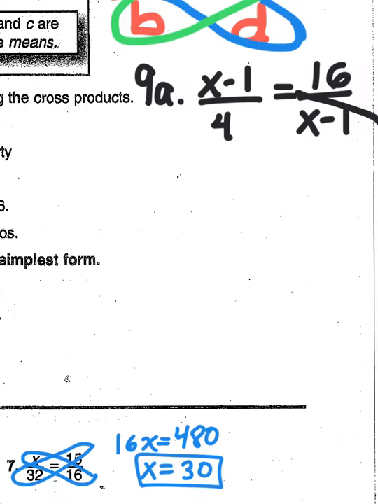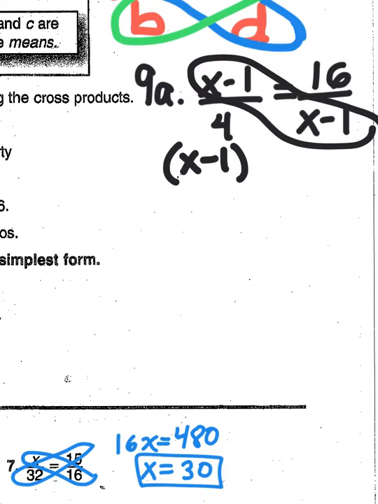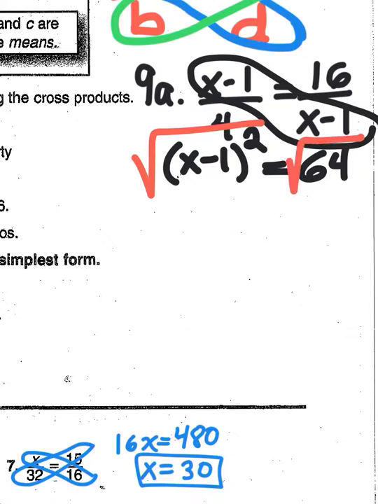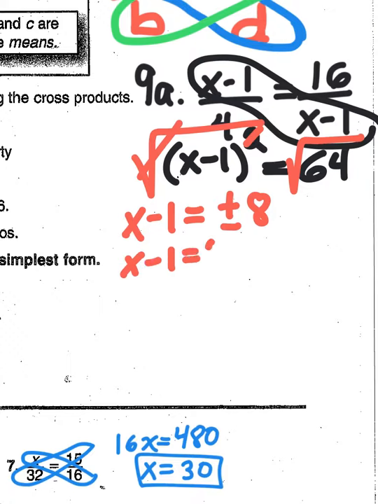To multiply the extremes, you're going to have x minus 1 times x minus 1, which is x minus 1 squared, isn't it? Because it's the same thing. And then 4 times 16, that is 64. Then I have a square. To get rid of the square exponent, you get the square root of that. And when you get the square root, the square cancels out, so you're going to have x minus 1 equals, what's the square root of 64? 8. Plus minus 8. Okay, plus minus 8. Which means that one answer is 8, but the other answer is negative 8.